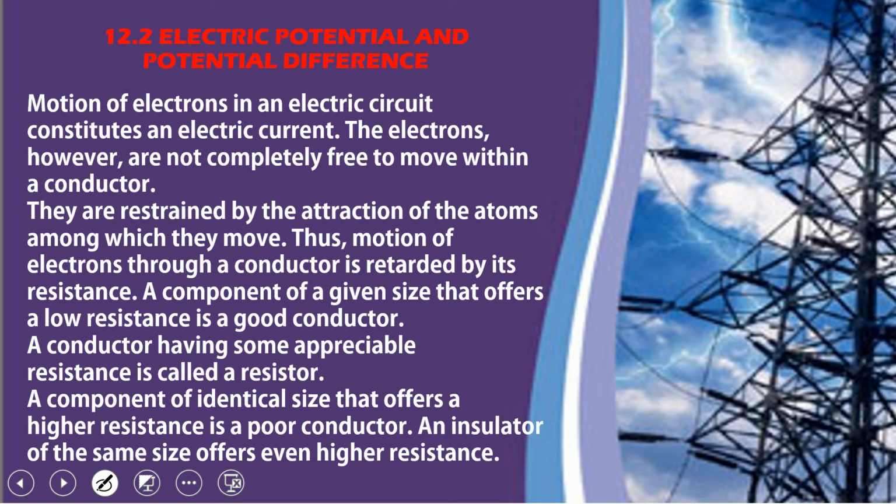Here is the note on potential. The motion of the electrons in the electric circuit consists of an electric current. Electrons are completely free to move within the conductor. That is obvious, we must understand it. But when the current is passing through the conductor, the electrons do not move freely in the conductor. We studied about it also.